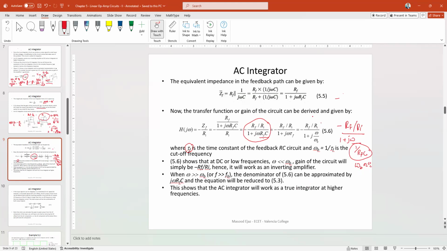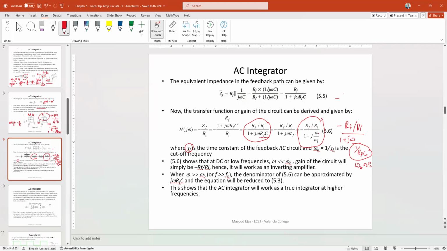And that's what you see here in this expression, negative RF over R input, 1 plus j omega over omega B. So if omega is DC, that is 0, then this term, j omega over omega B, is going to be 0, and the transfer function will simply be negative RF over R input. That is, at DC frequencies, it is going to act, as we discussed earlier, as an inverting amplifier with the gain negative RF over R input.